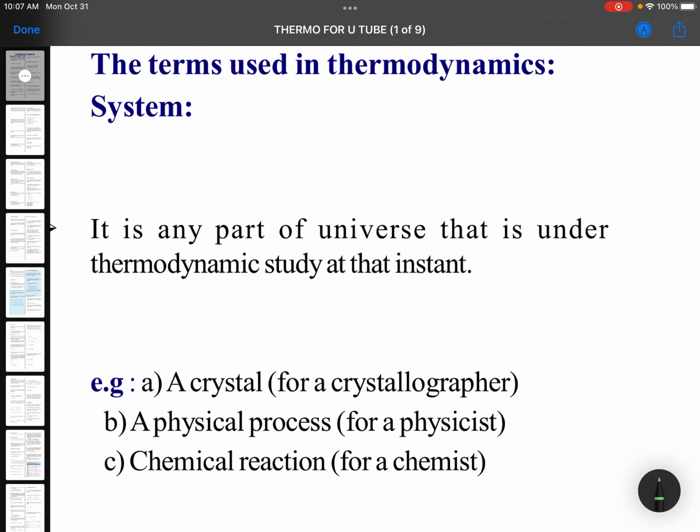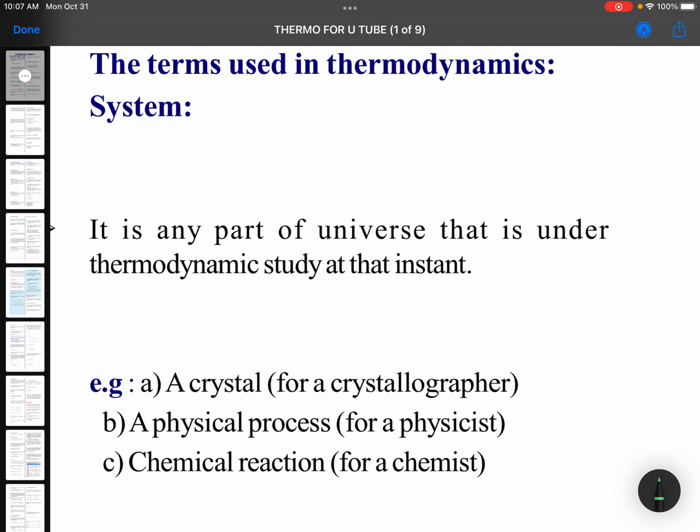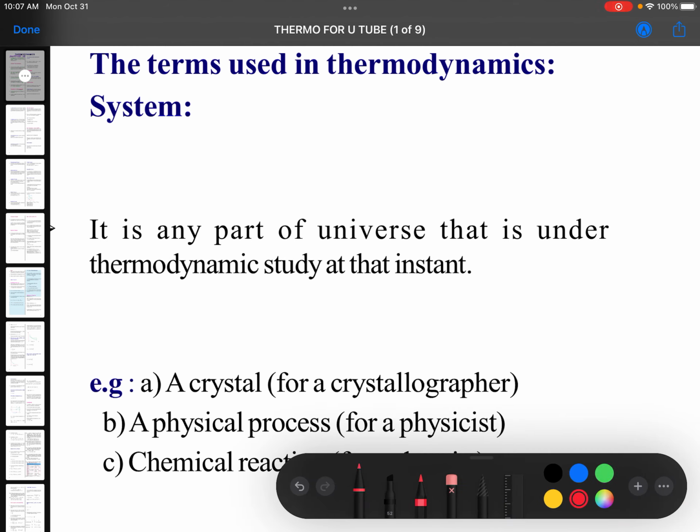So some important terms that we are going to use here. We will make it a 5 minute class. Now some 10-15 units will cover this topic.